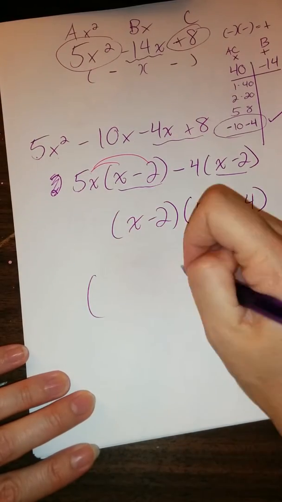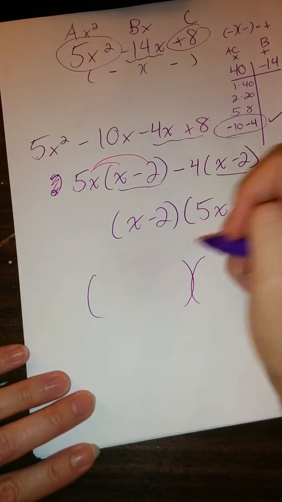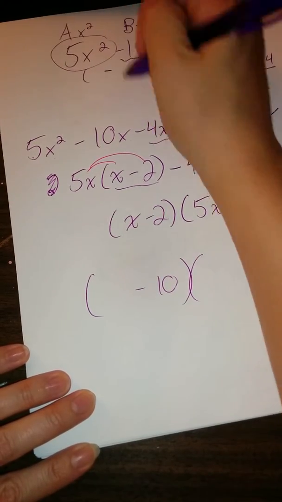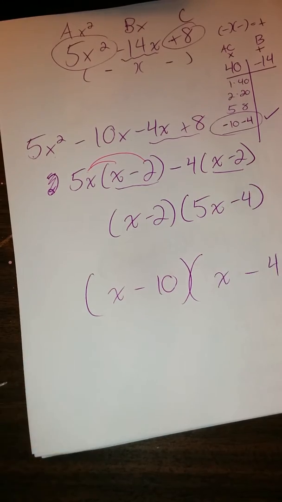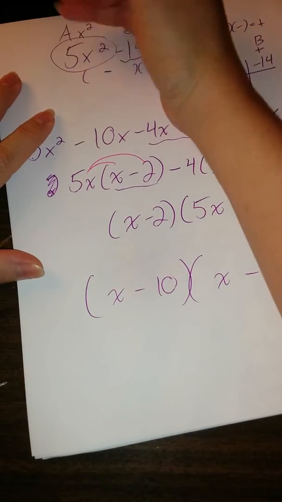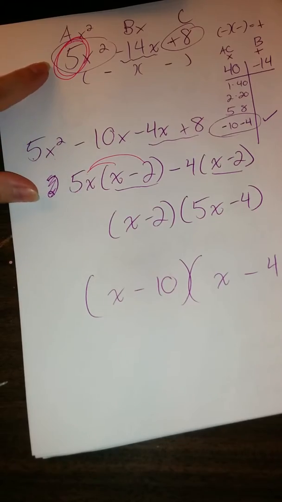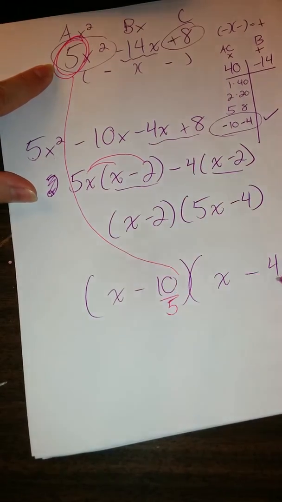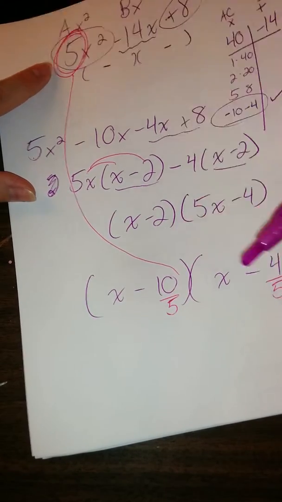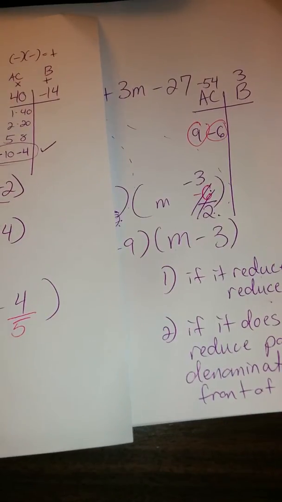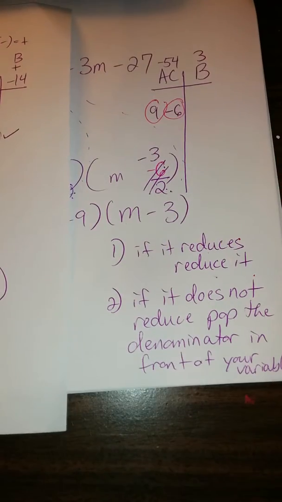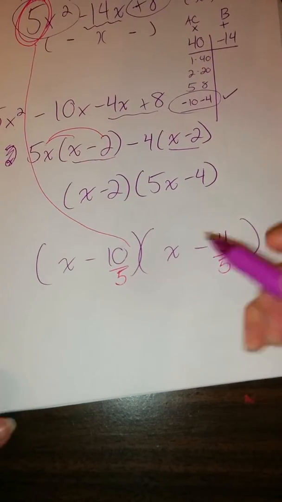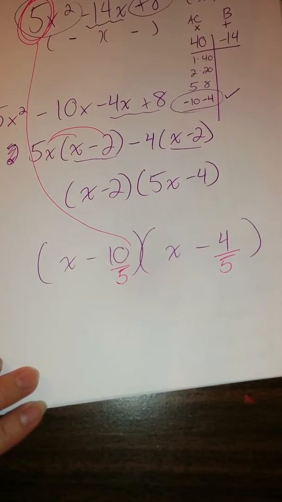Let's play the shortcut game again. Nice fat factor bubbles here. I have got negative 10 and negative 4. Our variable we're working with is x, so we'll throw those x's in here. And we have our coefficient of 5. Okay, you have to deal with this last step, the leading coefficient of 5. So remember, 5 is going to come on down. And I'm going to drop it beneath each of our terms there, each of our constants. Going back over the rules, if it reduces, reduce it. If it does not reduce, pop the denominator in front of your variable. So let's play that. 10 over 5 is 2.